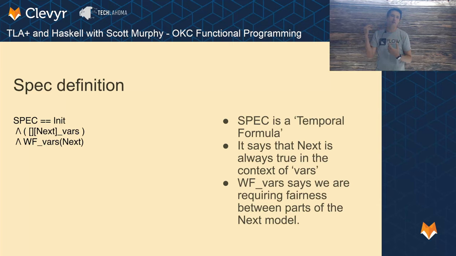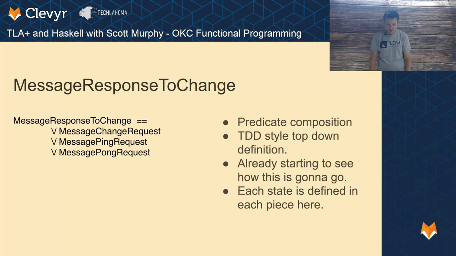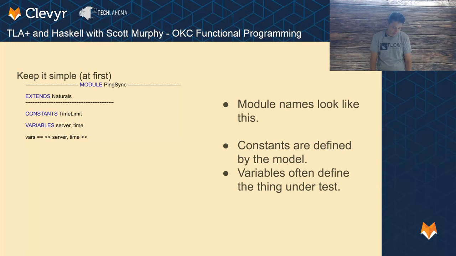What this is saying is that the first thing that happens is init, and then it always has to be true that next is valid for the set of variables we have. That's what that second line means. And then the next one is saying we are guaranteeing weak fairness over those same variables. Vars is defined way back here, as server and time. It's just a little tuple of the two variables. So it's saying that across all our variables in the system, the model is valid. That's really all that spec means.